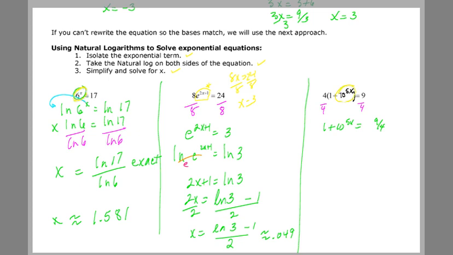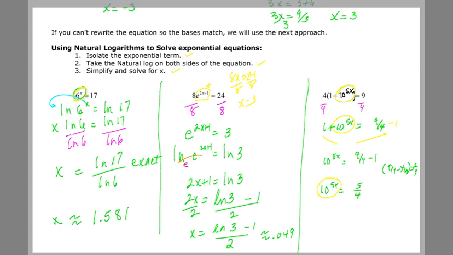Okay, still working on isolating this 10 to the 5x. Let's go ahead and subtract 1. So I get 10 to the 5x equal 9/4 minus 1. Now we have to pull in a little arithmetic. This is like 9 over 4 minus 4 over 4, which is 5 over 4. So 10 to the 5x is equal to 5 over 4. Now that the exponent term is isolated, it's time to log both sides.